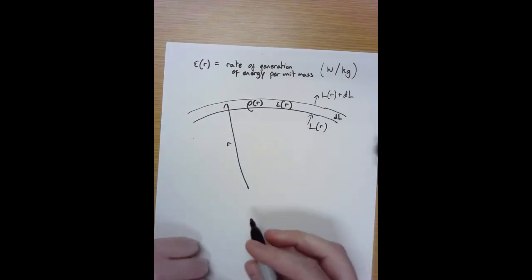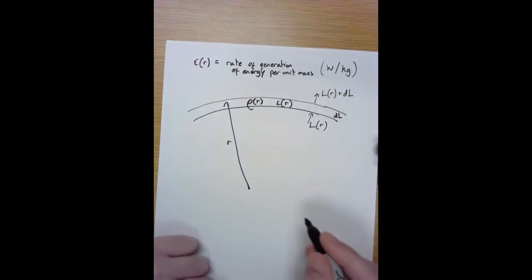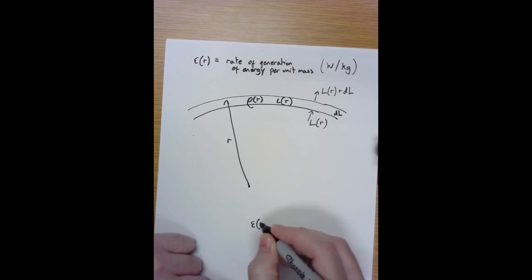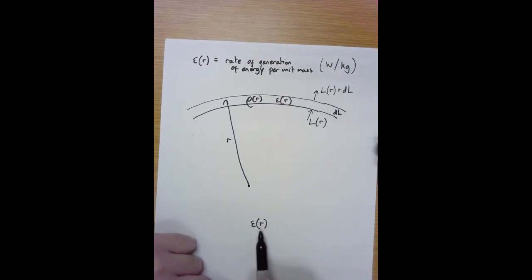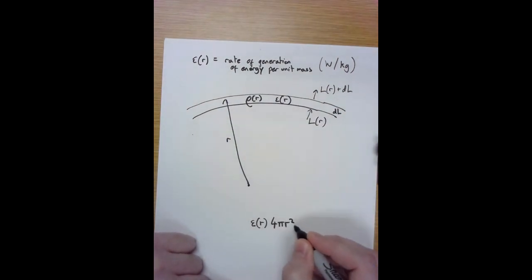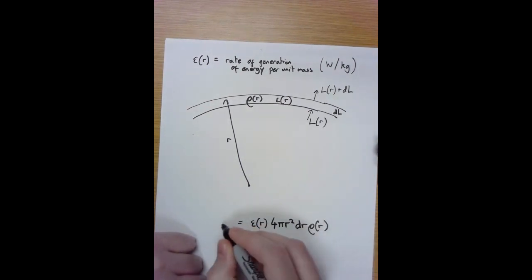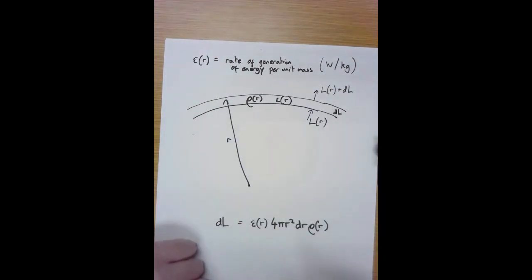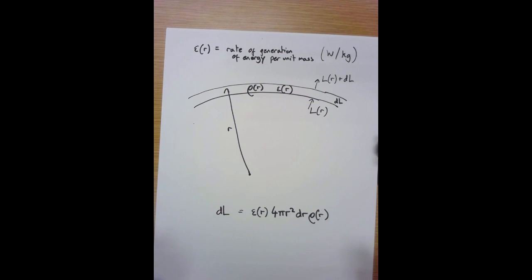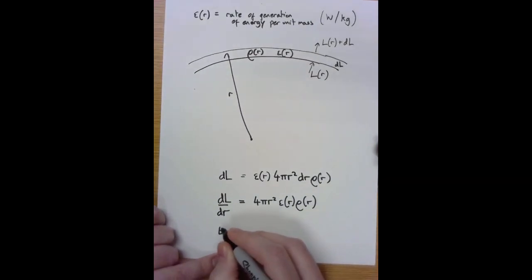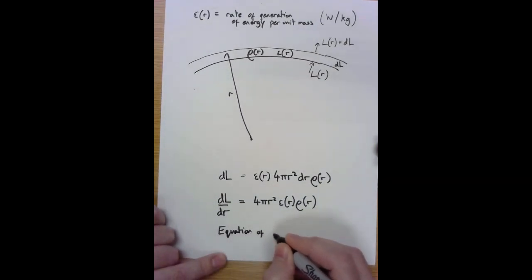So we can just write down an equation. Essentially, this just comes from the definitions of the quantities we've laid out here. If the energy generation rate per unit mass is this, then the total energy generated in the spherical shell is this multiplied by the mass of the spherical shell, which is its surface area times thickness times density. And this has to be equal to dL, the amount of energy you've added in this layer. So if you divide through by dr, you get our next equation of stellar structure: dL by dr is equal to 4 pi r squared epsilon of r rho of r. This is the equation of energy generation.